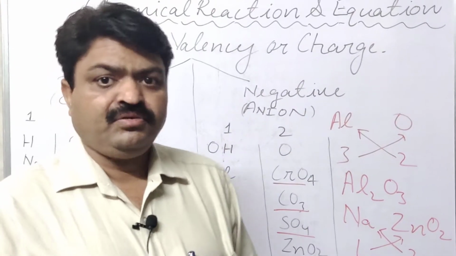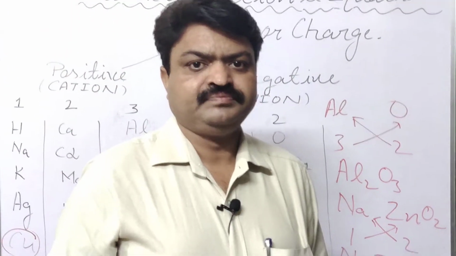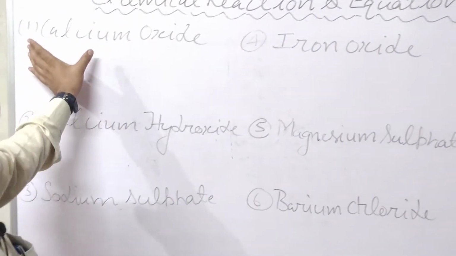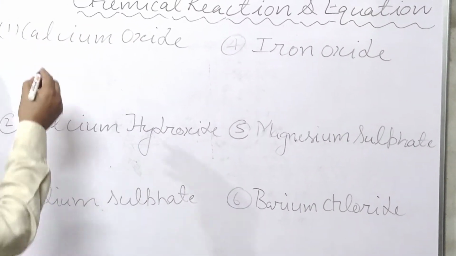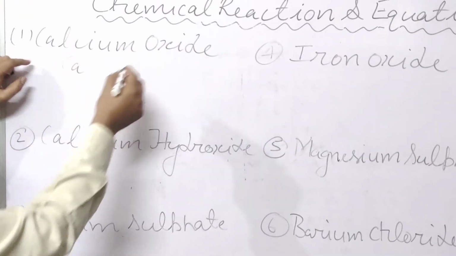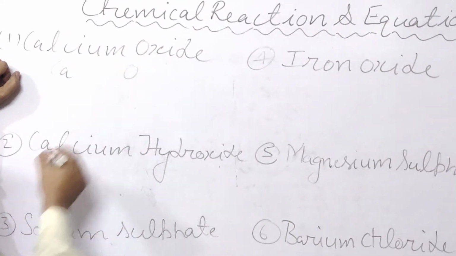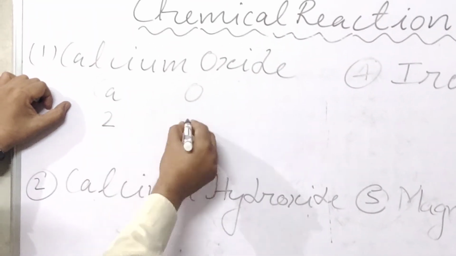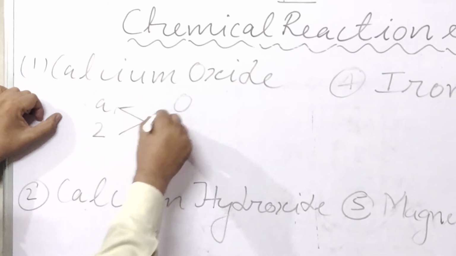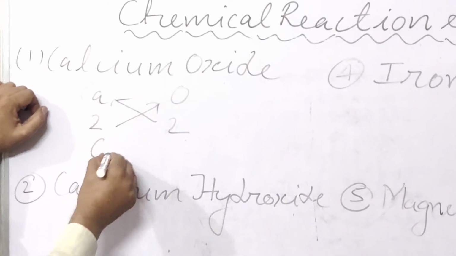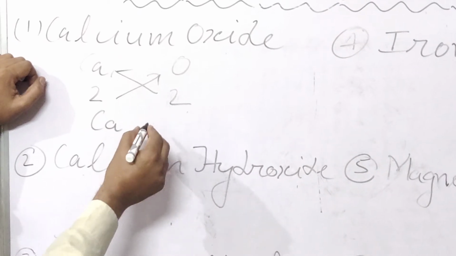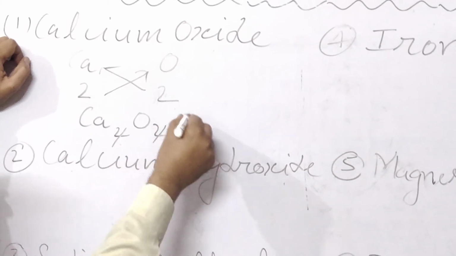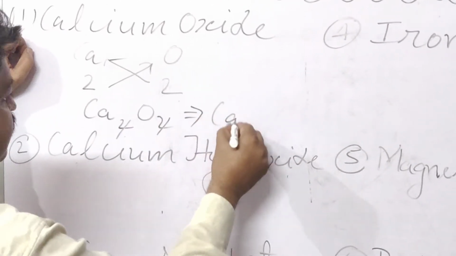Now we will discuss writing some other chemical formulas. So student, now we will write the chemical formula of these chemical substances. First is calcium oxide. What is the symbol of calcium, student, that you will write here? It is Ca. What is the symbol of oxide? It is O. Now you will write the valency of them. What is it? 2 and 2. Now you interchange them. The formula that you will get here will be Ca2O2. From this, the 2 will be cut and the formula of calcium oxide will be CaO.